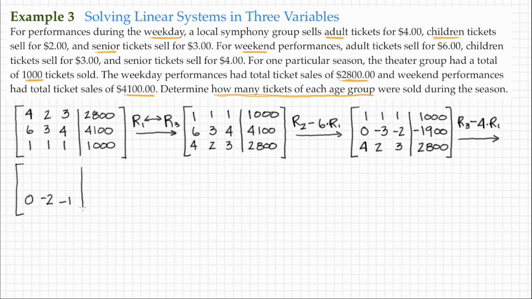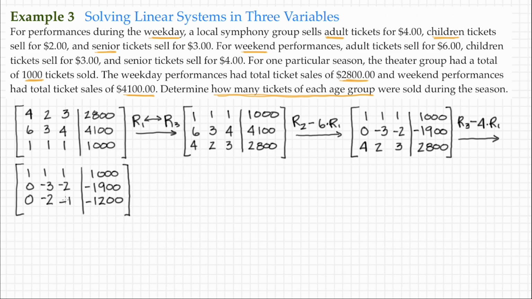Put in our vertical line. 1,000 times 4 is 4,000. 2,800 minus 4,000 is negative 1,200. Close off the bracket, and we'll fill in the rest. And then 0, negative 3, negative 2, and negative 1,900. So we've now created a unit column here. So this column is done.